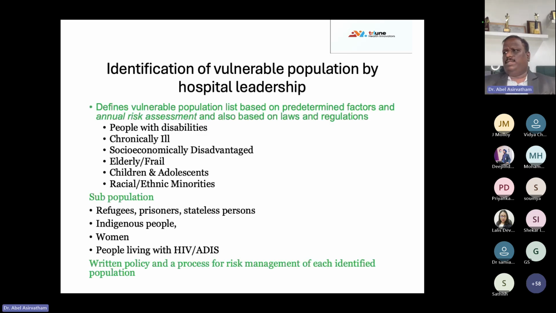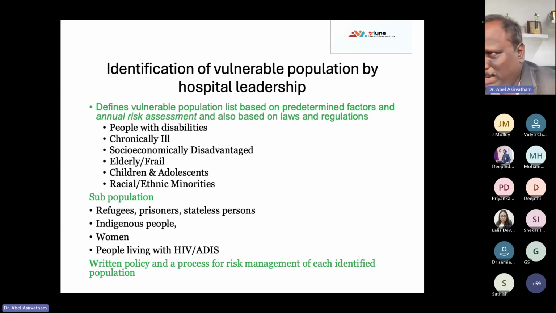So identification of vulnerable populations by hospital leadership. It defines vulnerable populations based on predetermined factors. For example, an adult risk assessment based on the laws and regulations, and different population needs to be done. For example, what is given in the book I've just copied here: people with disabilities, chronically ill, but this list can be exhaustive. Some can be added, some can be taken off also. Socio-economic disadvantage, elderly, frail, children and adolescents, racial and ethnic minorities, subpopulations of that, refugees, prisoners, stateless persons, indigenous people, women, people living with HIV/AIDS. Then a written policy and a process for risk management for each identified problem.